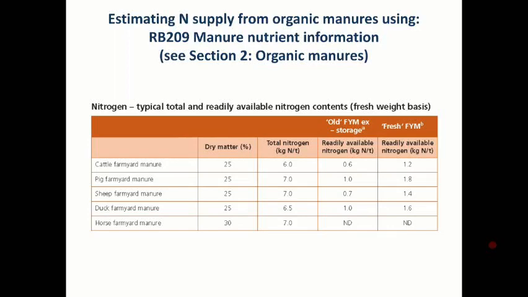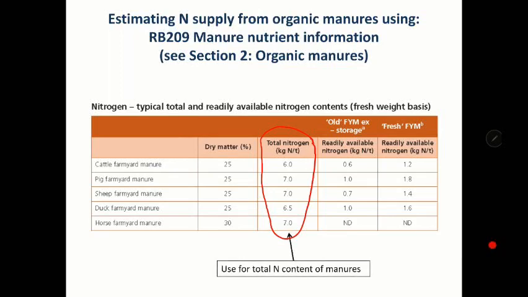This table is most useful for this, actually, total nitrogen. It tells you readily available nitrogen as a proportion, as an actual kilogram per ton, but we don't tend to use those in our calculations, so don't get confused by those. I'll show you in a second how we estimate available nitrogen from organic manures. We use the total nitrogen, then we use another table. But it's just showing you that about 10% is available for farmyard manure, a little bit higher for some of these others.